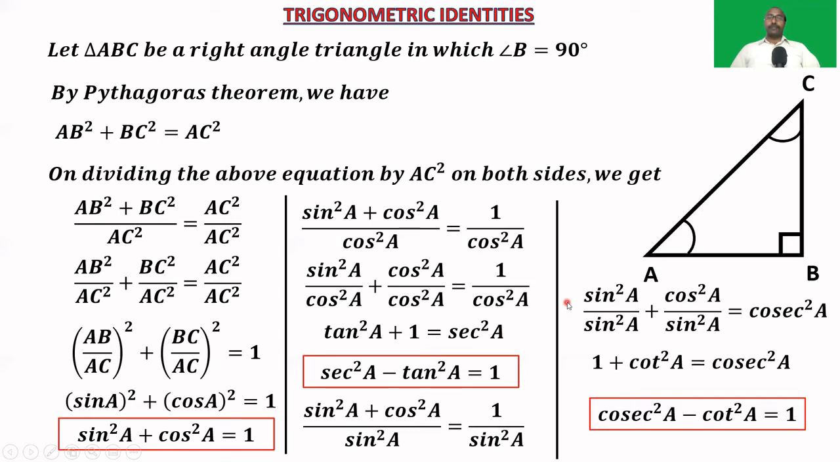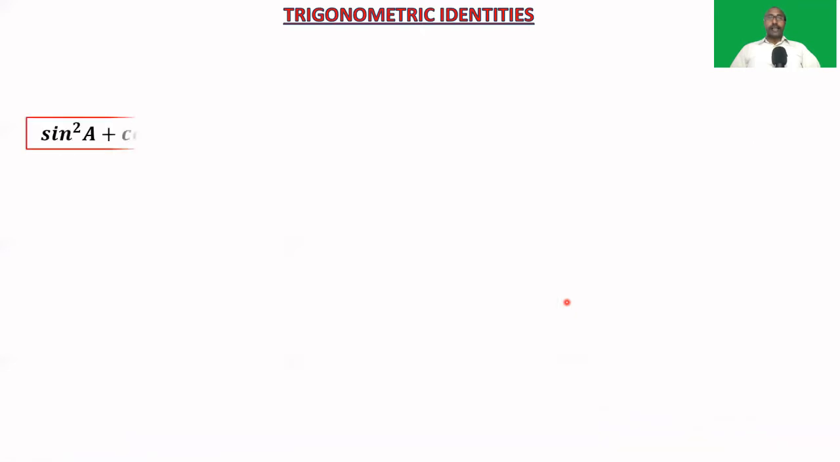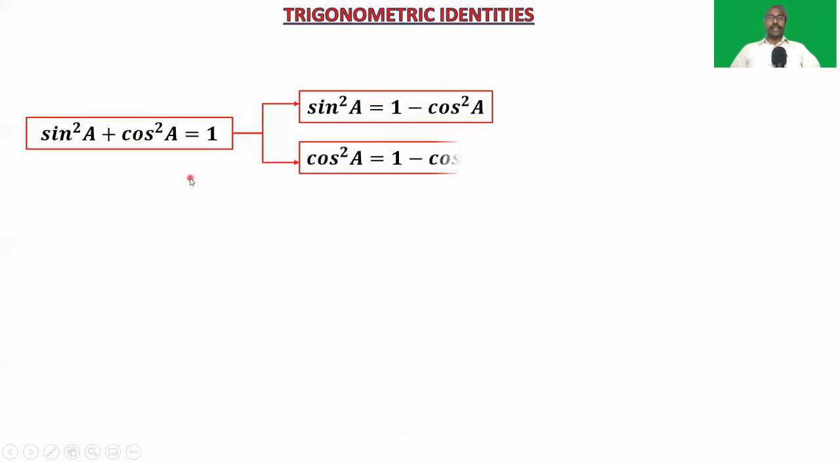Okay. And from these trigonometric identities, we can write some more identities like this. From the sin square A plus cos square A is equal to 1, we can write sin square A is equal to 1 minus cos square A, as well as cos square A is equal to 1 minus sin square A, like this.